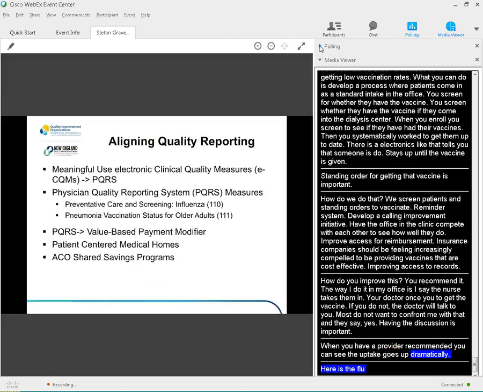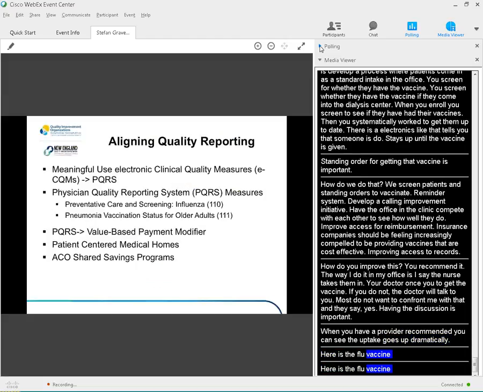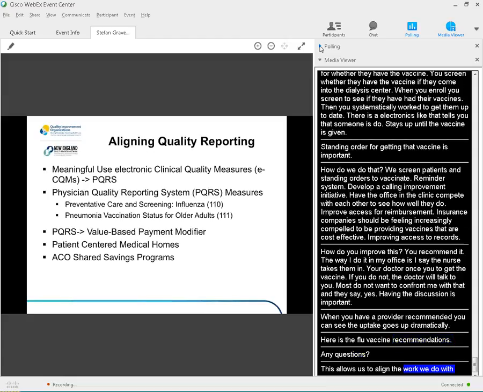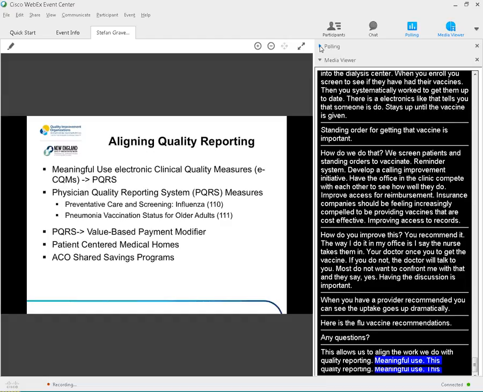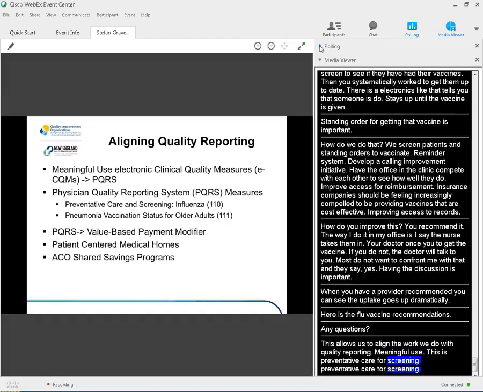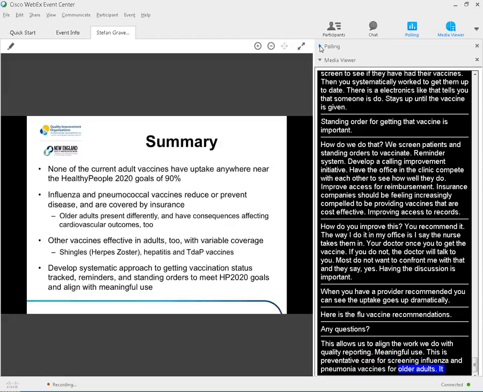Okay. So this allows us to align the work we do with quality reporting, so meaningful use, the electronic clinical quality measures, eCQMs, gets you to PQRS, which is preventive care for screening for influenza and pneumonia vaccination status for older adults. This is a value-based payment modifier, so it can get your payments up. Patient-centered medical homes and ACO shared savings programs, these are all things that you should be thinking about and doing.